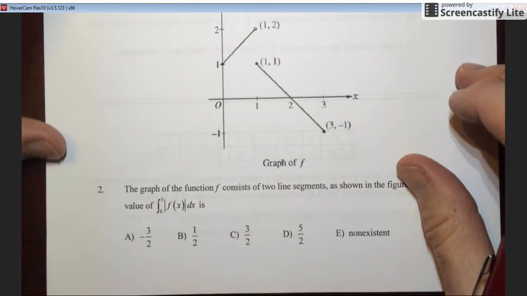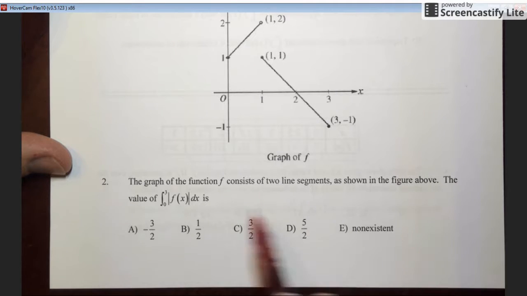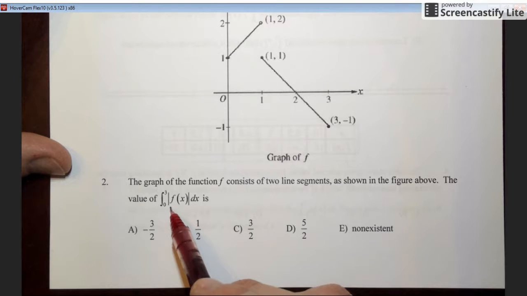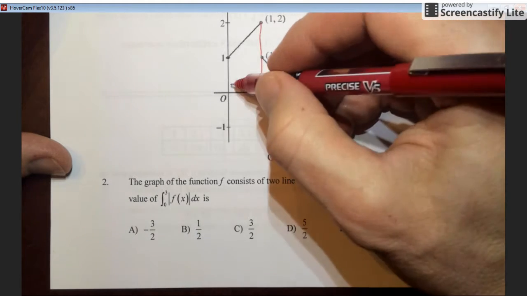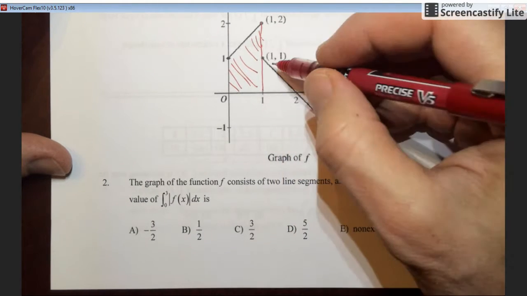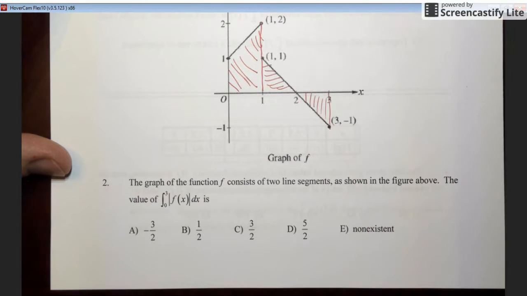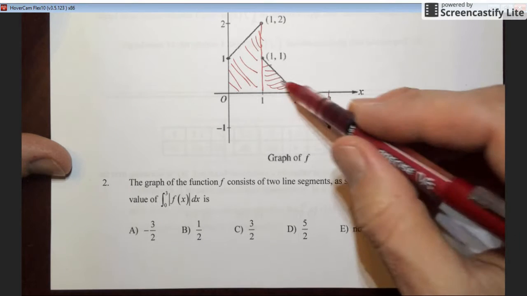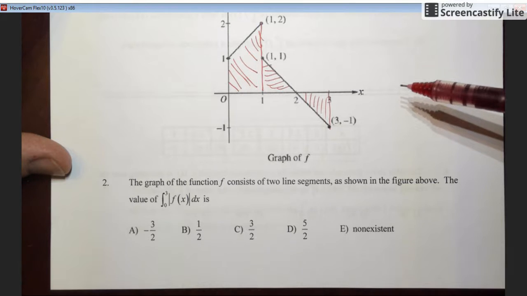Moving to question number 2. We have this graph of f. It's 2 line segments as shown in the figure. We have to find the value of this definite integral. Now if it was just f of x and not the absolute value markers, we'd be looking at the area of this trapezoid, and then the area of this triangle, and then the area of that triangle. However, these 2 triangles would wipe each other out, and therefore we would only have this trapezoid.